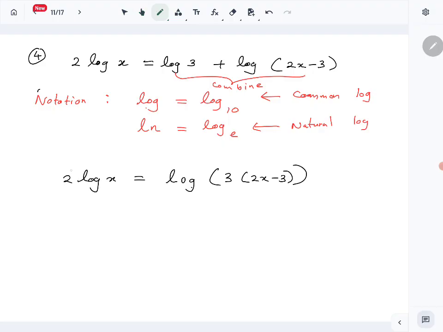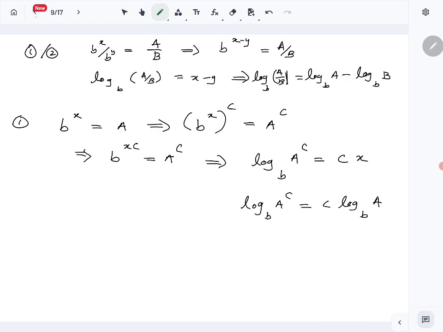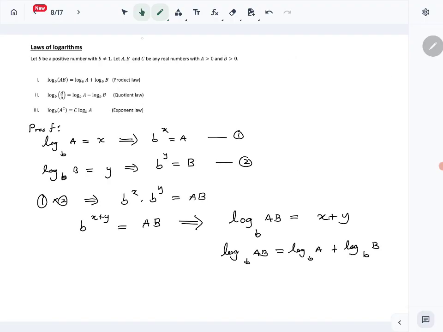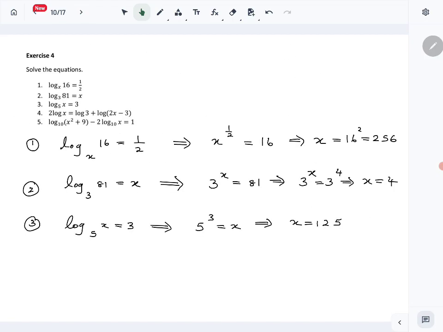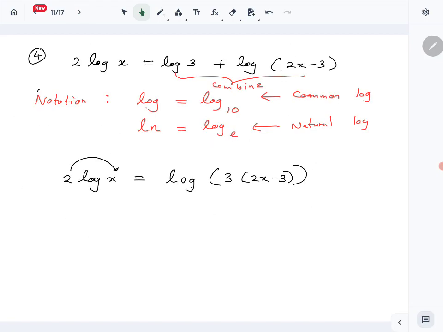Then we can move this 2 inside also. On the left hand side, there's a 2 outside. No? How do we do that? Using the third law, exponent law. This 2 we can move into the exponent position. So you get log x squared equals log 6x minus 9. So both sides have the same log term, no? Right?